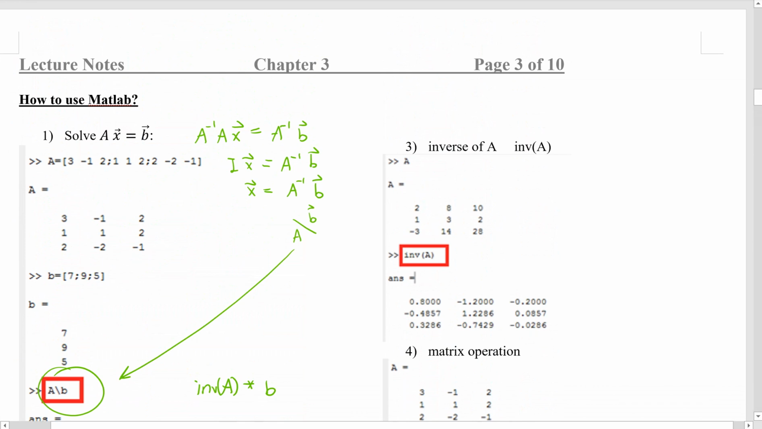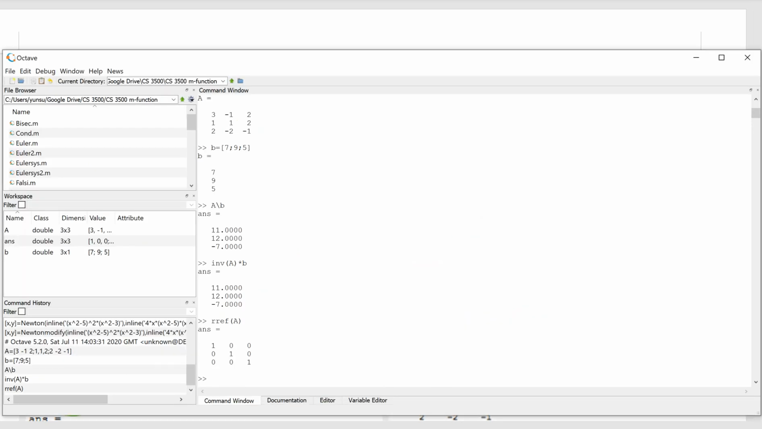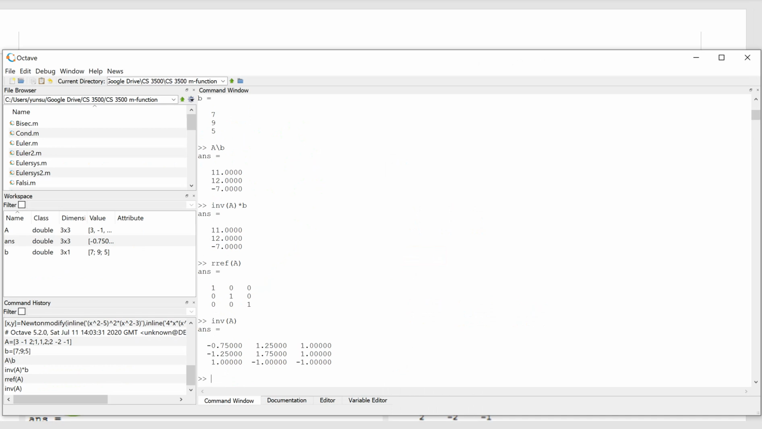And for the inverse of A, we just use inv of A. That's the inverse. If we do it here, we can do inverse of A, so this is the inverse. You can also change the preference so you get fractions instead of decimals. Okay?